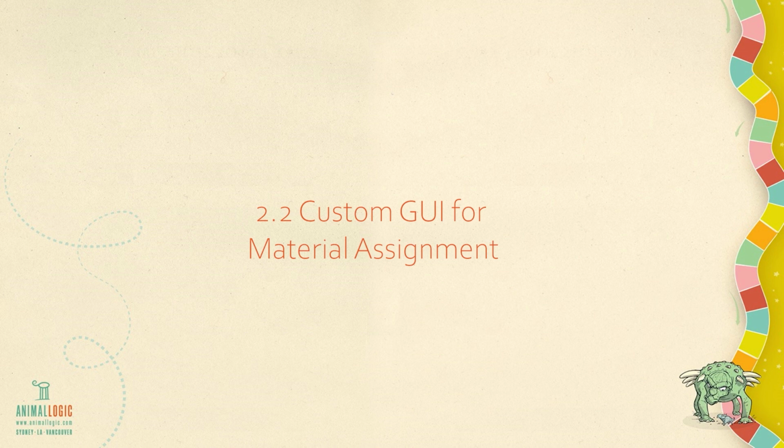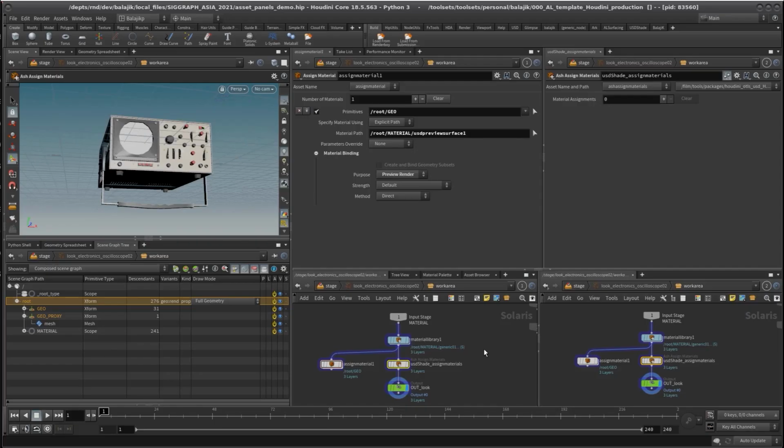Thanks, Ankit. Hello everyone, my name is Balaji, a lead asset TD from Animal Logic Vancouver. Let's talk about the USD Shade user interface and its workflow. On the left side, we have an assign material node, which is a native Houdini node. On the right side, we have a custom assign material node, which is developed internally.